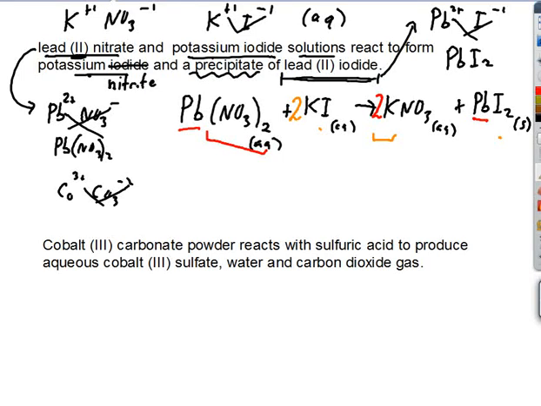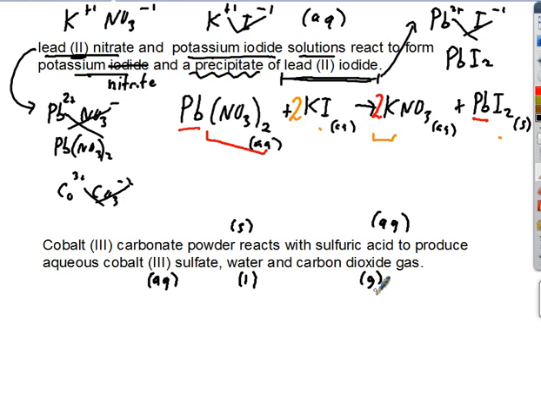Alright, what information have we been given? We've been given the fact that cobalt-3 carbonate is a powder, and being a powder, that means it must be a solid, so you know that's going to be a solid state. It reacts with sulfuric acid, acids are always aqueous, we can put that as AQ. To produce aqueous cobalt-3 sulfate, given as AQ, water, which is a liquid, and carbon dioxide gas, which is going to be a gas. So we know the states of our species in our reaction.